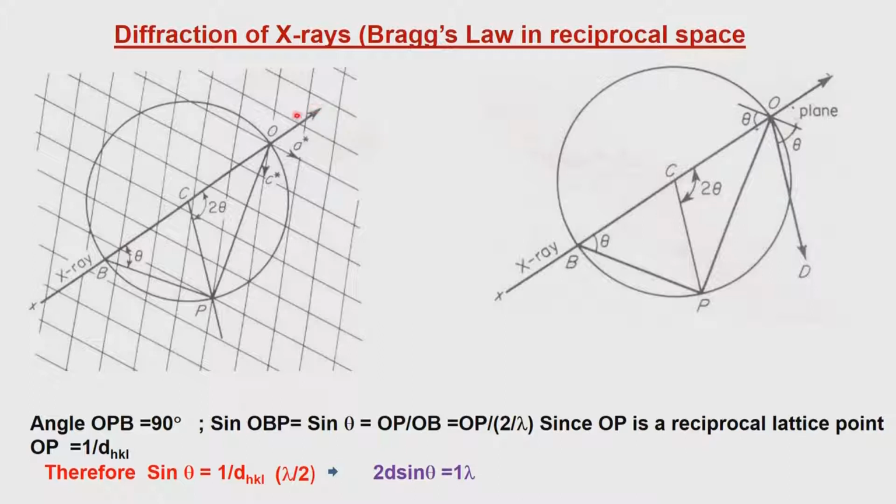Now, we sit at the point C and then take the radius of this circle as 1 divided by lambda, where lambda is the wavelength which we are using. Let us say we are using copper K alpha radiation, it will be 1.542 angstroms or 1.5418 to be exact. So, you take the value as 1 divided by that quantity, take that as the radius of this circle and draw this circle.